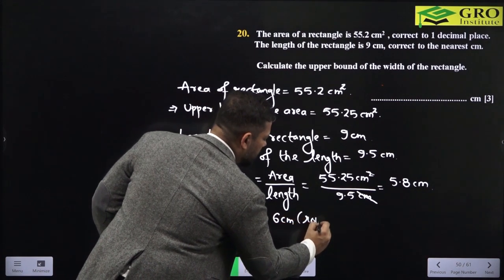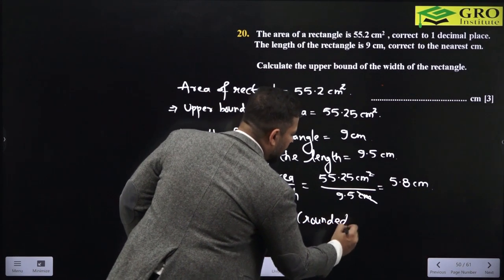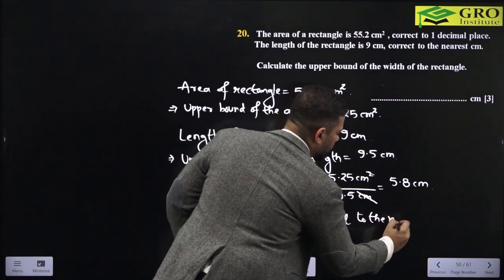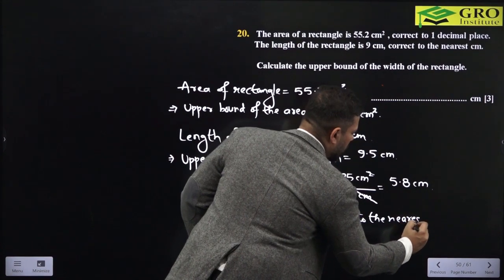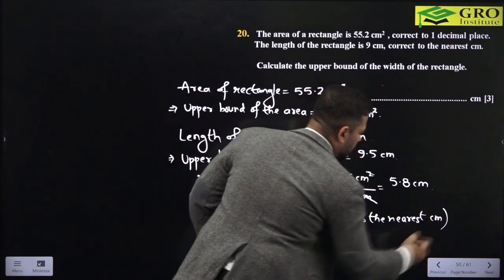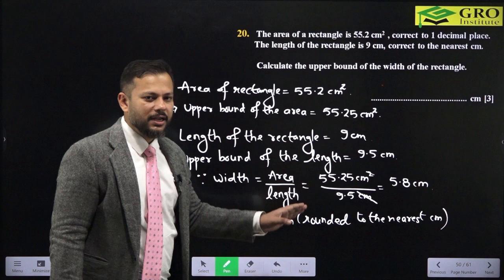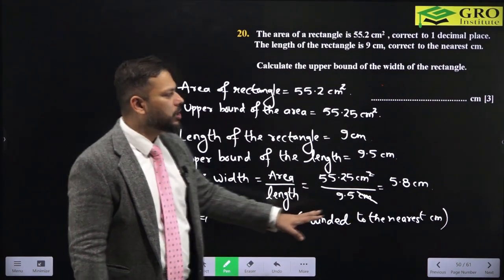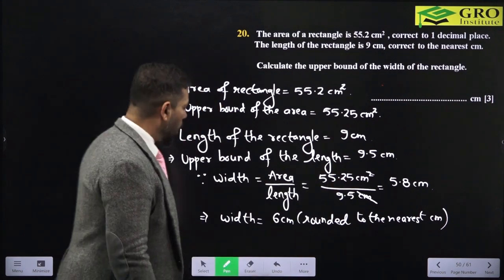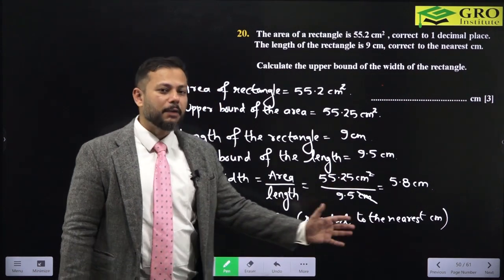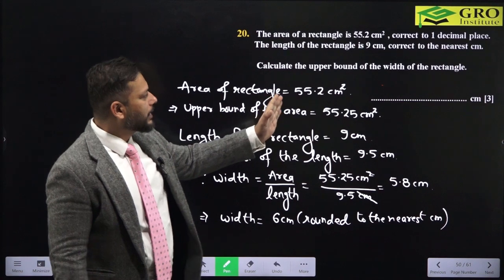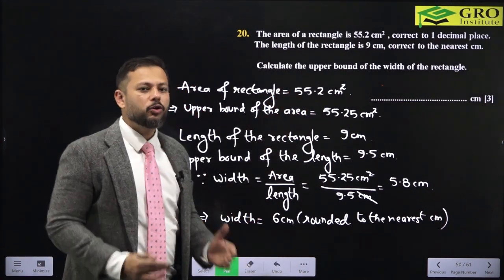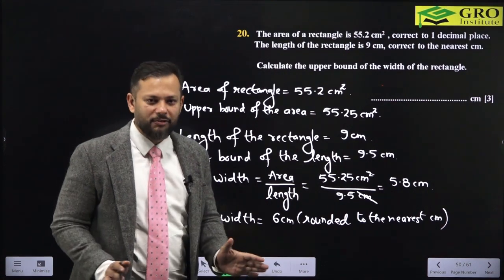How come we got this? This is by rounding it. You round it to the nearest centimeter, because 5.8 centimeter is equal to 6 centimeter when we have rounded it to the nearest centimeter. Also, what will be the upper bound of this, as we want to find the upper bound of the width of the rectangle? 6. Upper bound of it would be 6.5, isn't it?